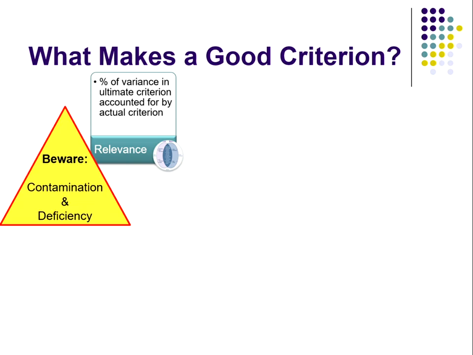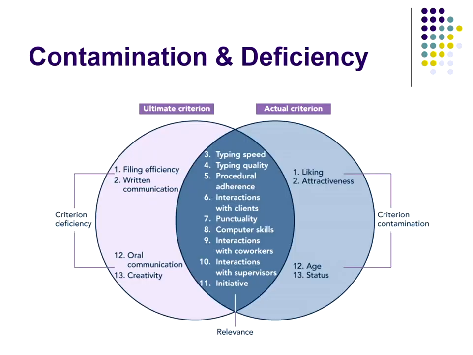Unfortunately, there can be contamination and deficiency that can really muddy the relevance issue. So let's take a moment and talk about that. If we imagine that the ultimate criterion is the circle on the left and the actual criterion is the circle on the right, we have a bunch of things that are part of the ultimate criterion and also part of the actual criterion in that overlapping part. Typing speed, typing quality, procedural adherence, all the way through to initiative. All of those are things that overlap the two types of criteria. We call that relevance, right? So we have 3, 4, 5, 6, 7, 8, 9, 10, 11 that are shared between the ultimate criterion and the actual criterion.